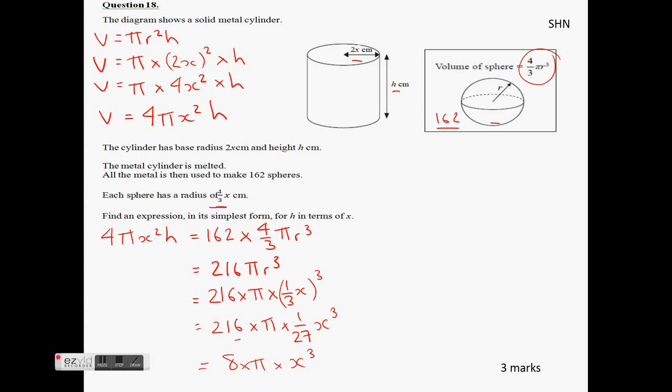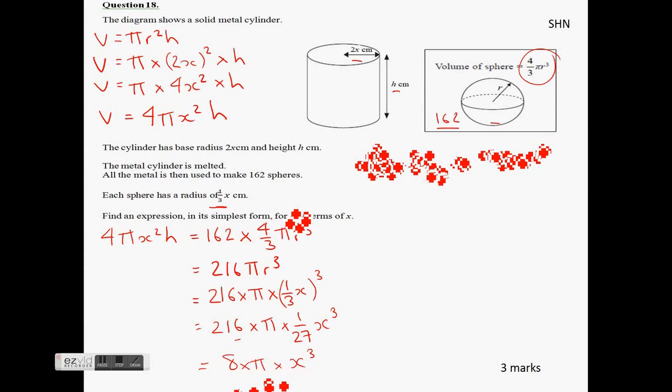Now we said that that's the same or equivalent of one cylinder, so let's just work over here. So we've got one cylinder, which is 4 pi x squared h, and that's now equal to what we've just got over here, which is 8 pi x cubed. Okay, now if we remember what the question was saying, it was saying find an expression in its simplest form for h. So now this is where the rearranging comes in. We're going to try and rearrange for h.